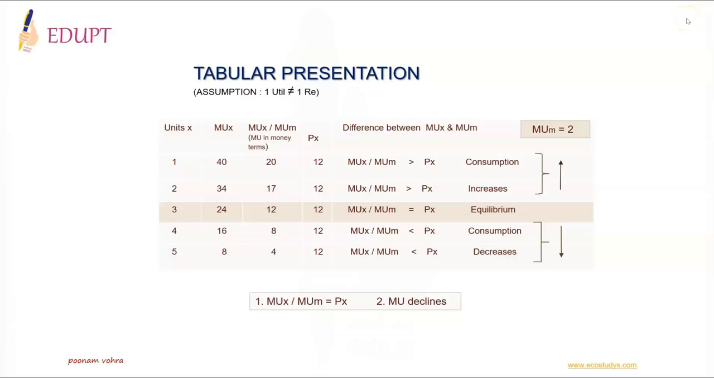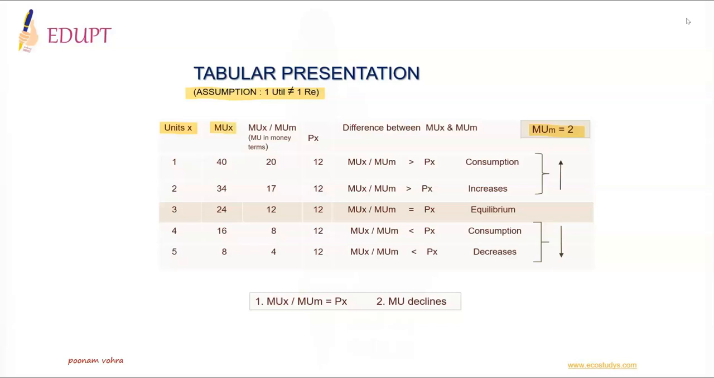Continuing further, now the assumption made is that 1 util is not equal to 1 rupee. And marginal utility of money is assumed to be 2. So one has to convert marginal utility of X in util terms to money terms. Let's see how it is done. Units of commodity X consumed.